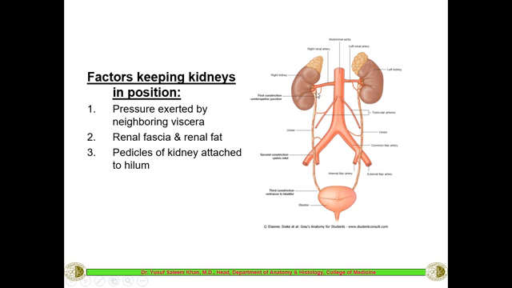So these are the pedicles of the kidney, which continue down as the ureters. These structures also hold the kidney in position, but they are the weakest and the least important. The most important is the intra-abdominal pressure, and the second most important feature is the renal fascia, which holds it on the lateral side as well as at the upper end, along with the renal fat. The least important are the pedicles of the kidney, which hold the kidney in its position.